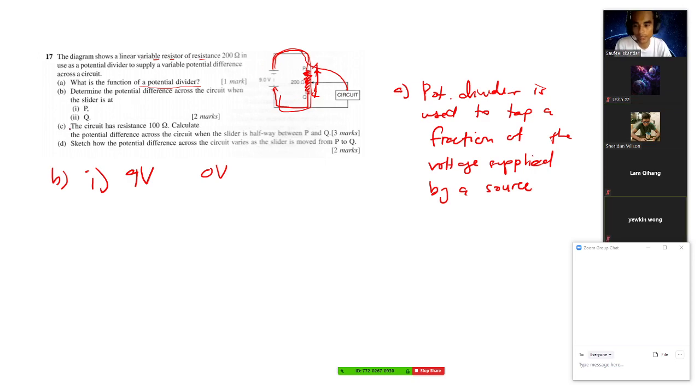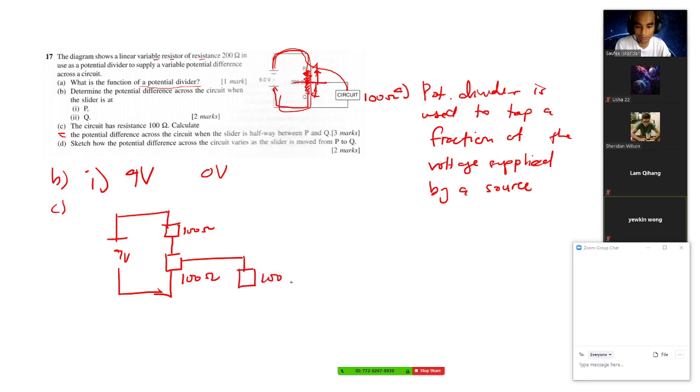C, the circuit has a resistance of 100 ohm. Now we have 100 ohm over here. Calculate the potential difference across the circuit when the slider is halfway between P and Q. So it's halfway: 200 ohm divided by 2. So I think I can draw another way. This is 9 volt. This one will be 100 ohm, and this one will be 100 ohm again. And this circuit also has 100 ohm, connected like that.